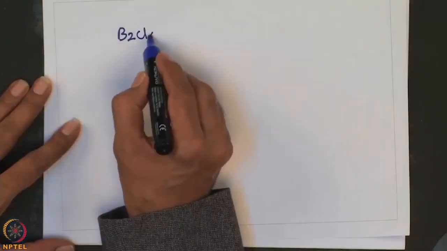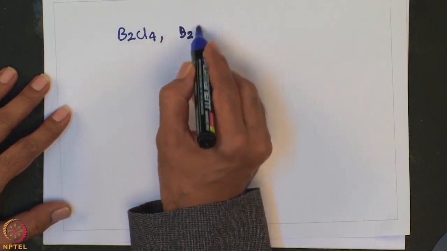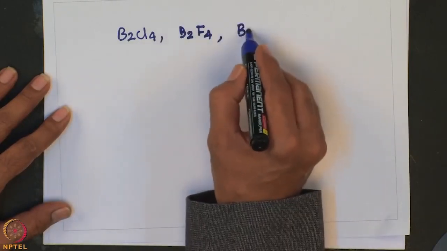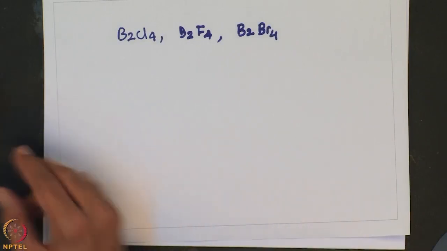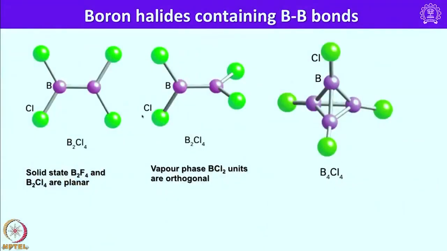So, boron halides containing boron-boron bonds have also been prepared. The best known of these compounds are essentially B2X4. So, for example, B2Cl4, which is essentially a planar molecule. One can also make similarly B2F4 as well, or B2Br4. Here you can see in the solid state B2F4 and B2Cl4 are planar molecules, whereas in the vapor phase the BCl2 units are orthogonal to each other. So, one of the BCl2 units becomes orthogonal, or perpendicular, to the other BCl2 unit.